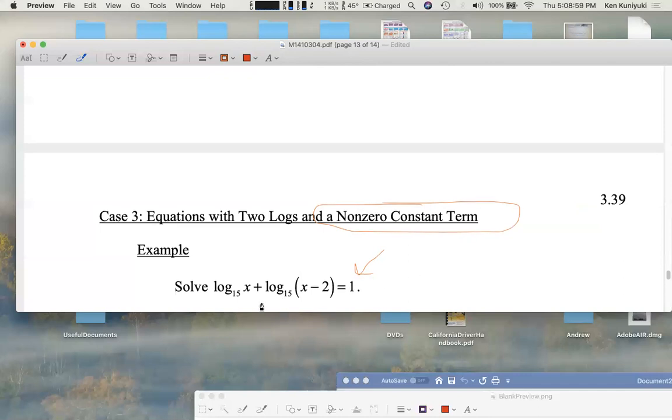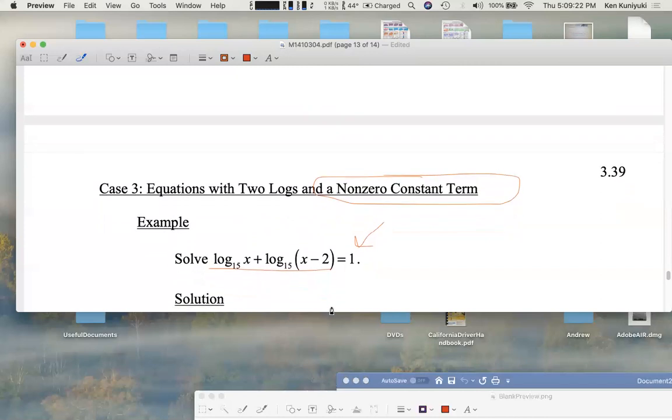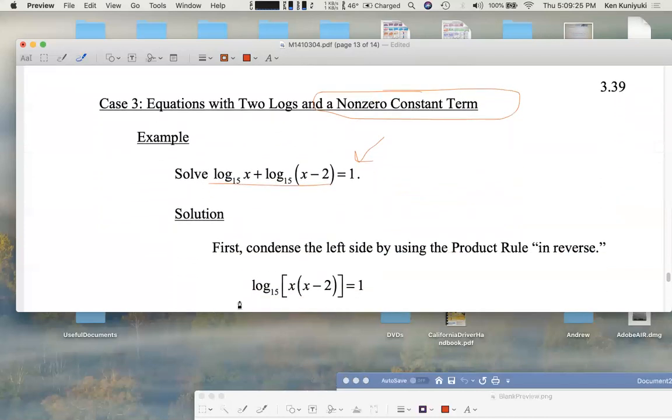So instead, we're going to go straight to condensation. We're going to use log properties to condense the left-hand side. We have the same type of log, we better, otherwise we'll have to use the change of base property, but we have log base 15 for both these terms. We have here the sum of logs. The sum of logs is not the log of the sum, it's the log of the product. We use the product rule of logs. Log base 15 of the product, x times the quantity x minus 2, all of this equals 1.